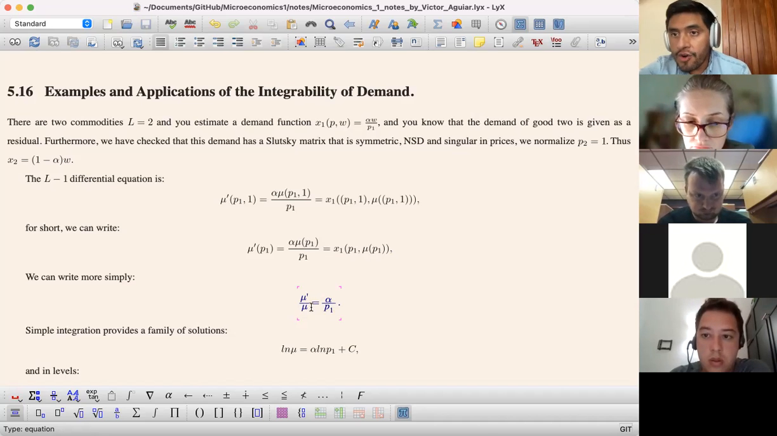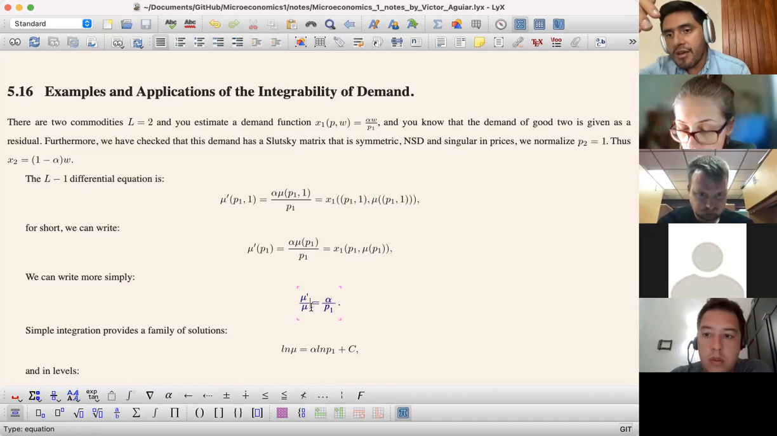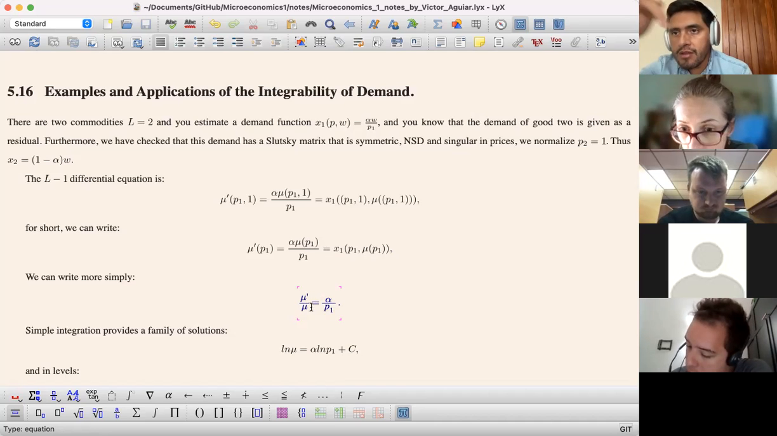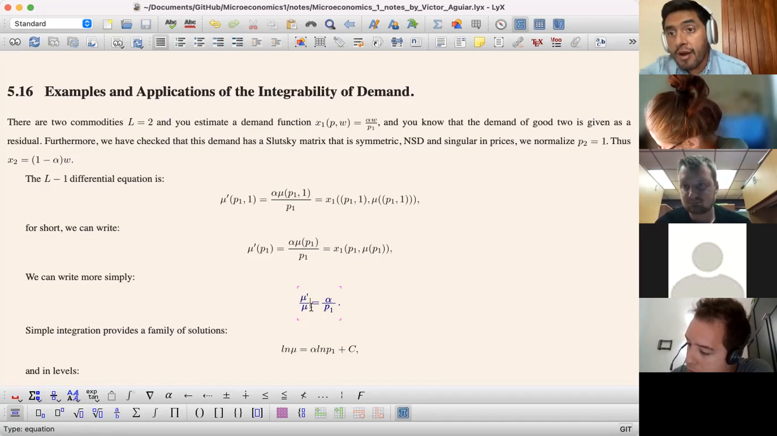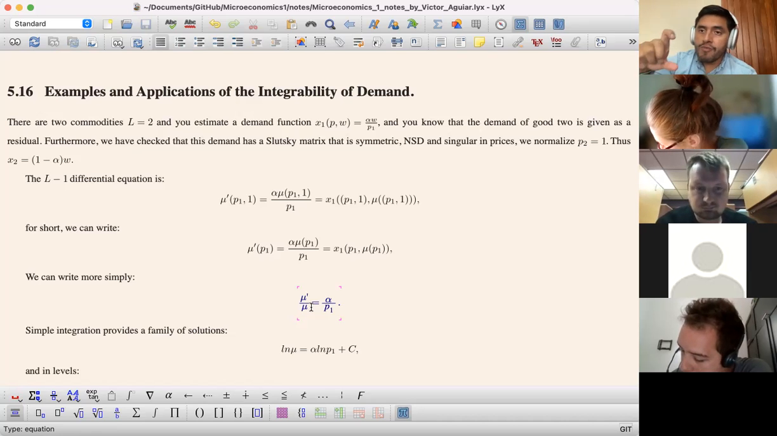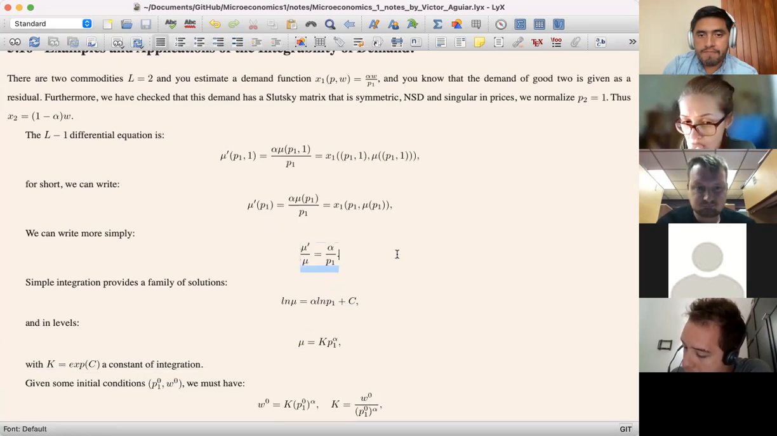Mu prime divided by mu. If you derive the logarithm, what will you get? You will get 1 over the argument. And if the argument is a function, then you will get in the numerator the argument derived, by the chain rule. So for instance, derive the logarithm of f(x). This will be 1 divided by f(x), and then in the numerator will be f prime. So we're doing here the reverse operation. We want to integrate back. So we take this object here, integrate back, and what do we get?